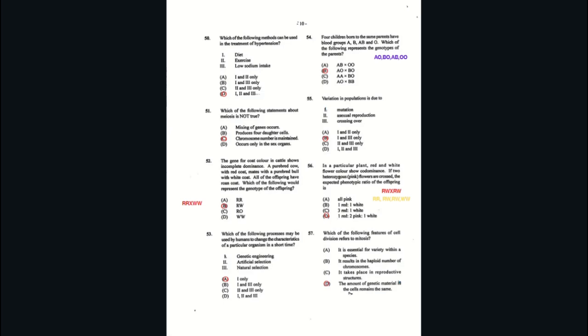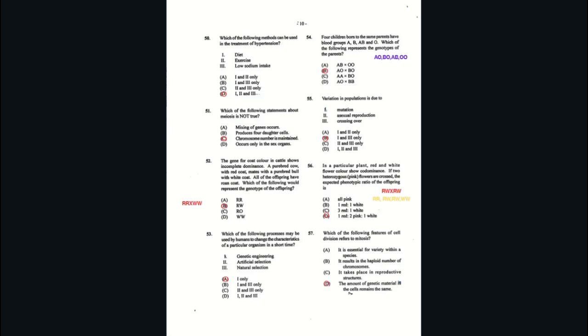So now, question number 52. The gene for coat color in cattle shows incomplete dominance, right? And if it's incomplete dominance, it basically means that it forms a new color where neither one is dominant. So a purebred cow with red coat mated with a purebred bull with white coat, and all of the offspring have roan coat. So basically, this roan coat is that incomplete dominance. It's that new coat color that came about. So that's why it's incomplete dominance. So the red and the white mix, and we get this roan color, right?